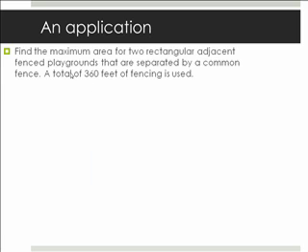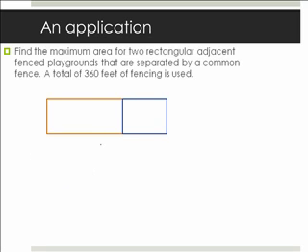Let's look at this application. We want to find the maximum area for 2 rectangular adjacent fenced playgrounds that are separated by a common fence. A total of 360 feet of fencing is used. Okay, so I have 2 rectangular adjacent fenced playgrounds. There's one, and there's another one, side by side, separated by a common fence.